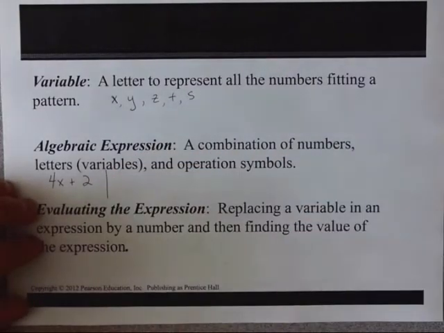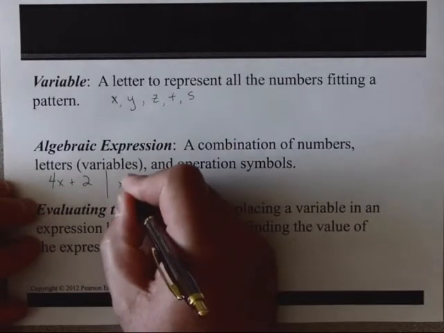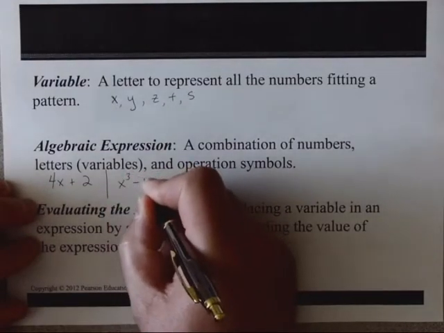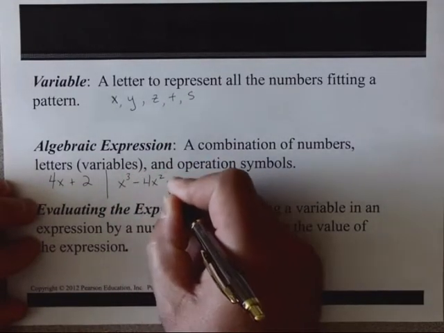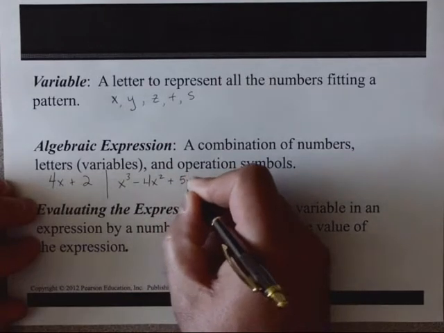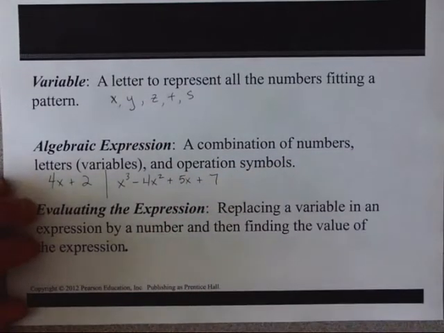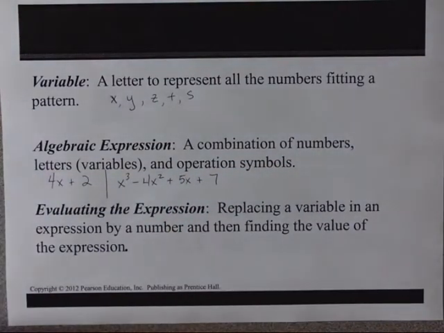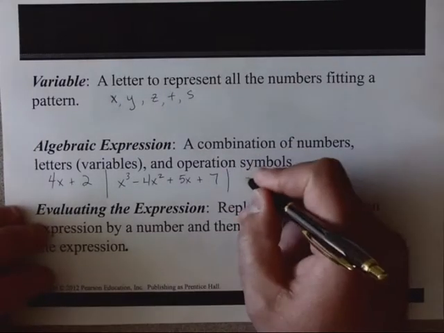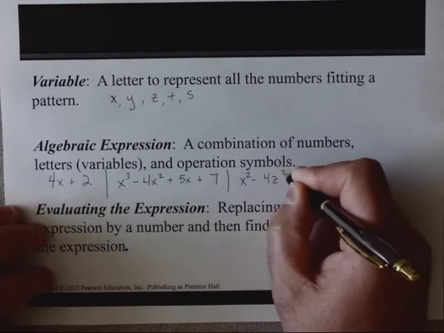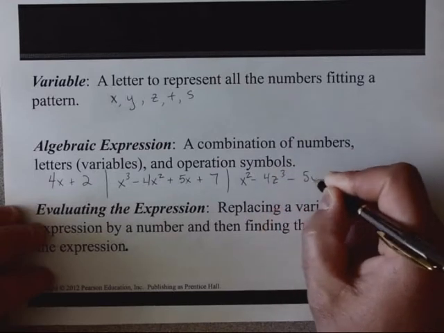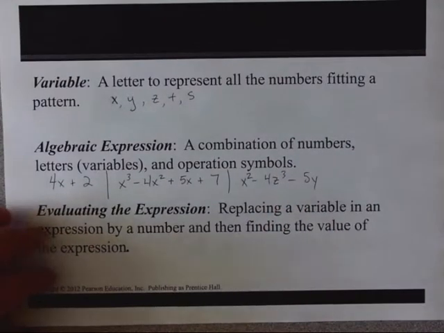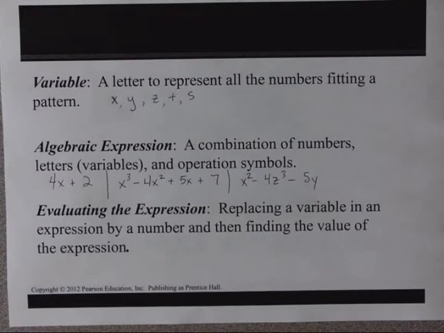Another example could be something like this. So it could get more complex, right, where you can have multiple terms with exponents. You could even have something that's got multiple variables in it. So algebraic expressions come in all different shapes and sizes. There's lots of different varieties in the types that you can see.